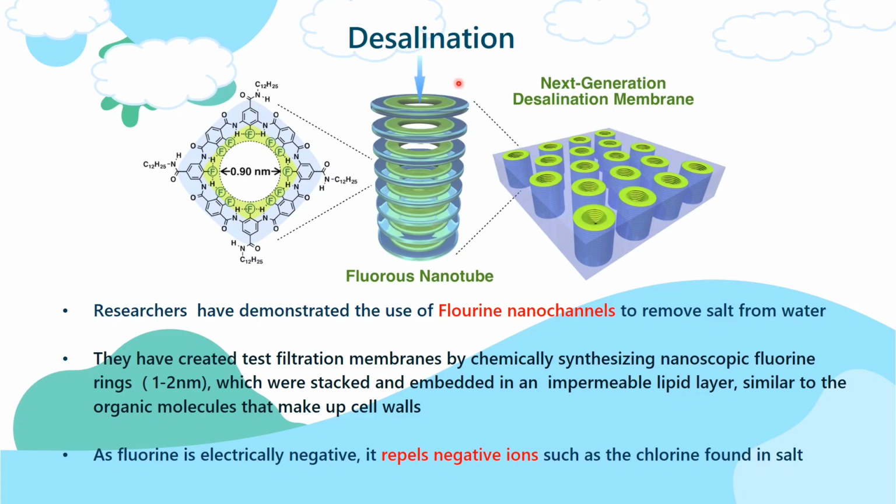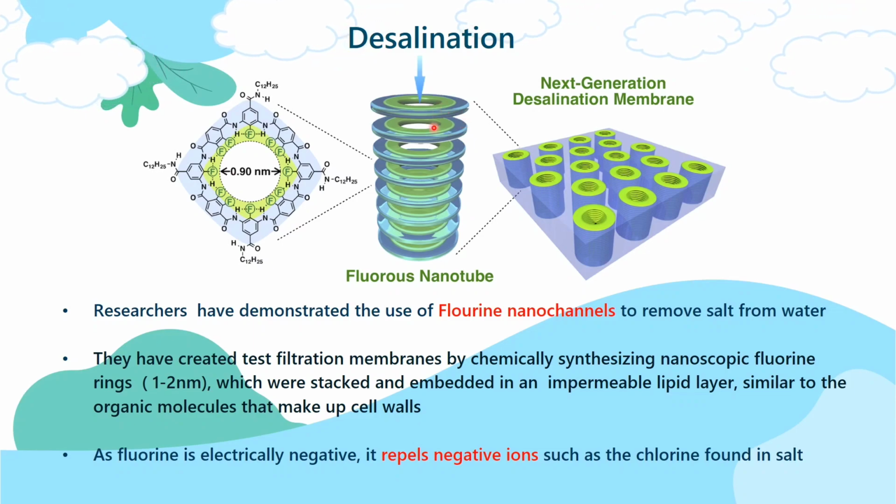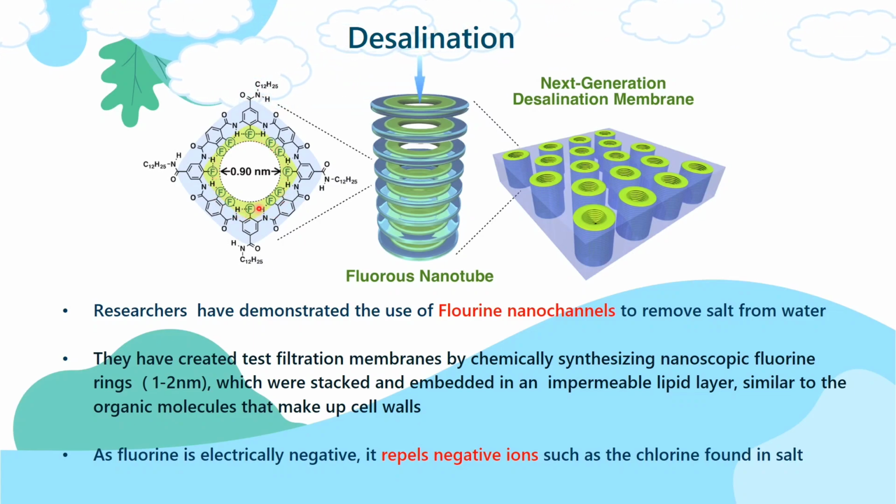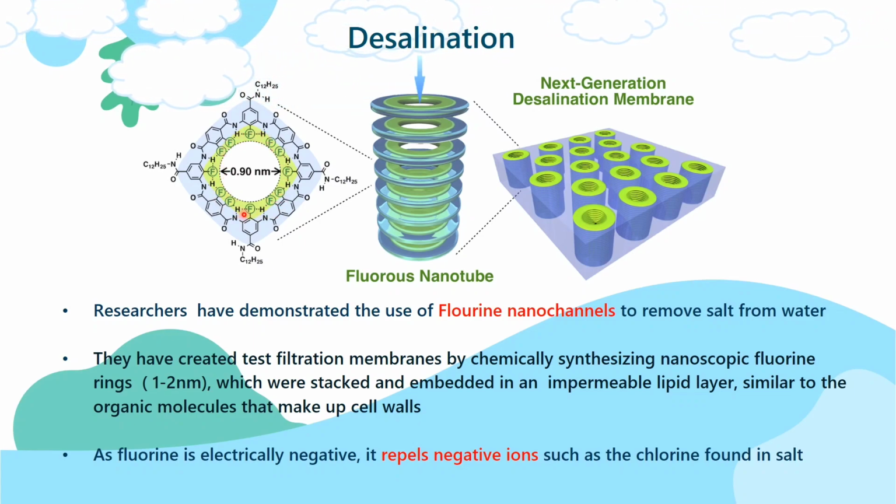Firstly, I'm going to talk about fluorine nanochannels. This is the structure of a fluorine nanochannel that is made up of multiple fluorine nanorings stacked over each other, and they are embedded on an impermeable membrane, just like the cell walls of cells. Here the whole phenomenon lies: the fluorines have a negative charge, and the salt also has a negative charge in terms of chlorine. Whenever water passes through these rings, the negative charge of chlorine gets repulsed by fluorine. So the salt does not pass through, but water can. It is a very simple phenomenon by which water gets desalinated.